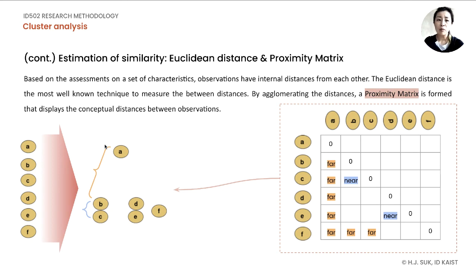All right, so based on the assessments of a set of characteristics, observations have internal distances from each other. The Euclidean distance is the most well-known technique to measure the distances between them. Depending on the method, you can apply the squared Euclidean distance to exaggerate the distances. All right, and this proximity matrix aggregates the distances, and it displays the conceptual distance between observations.